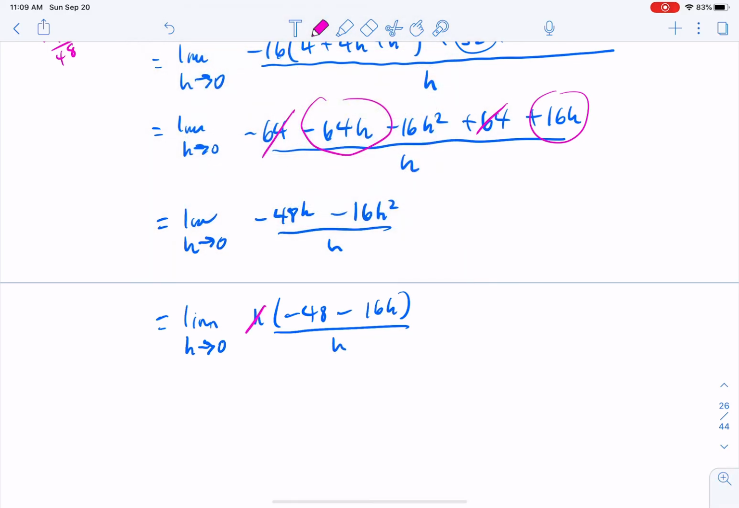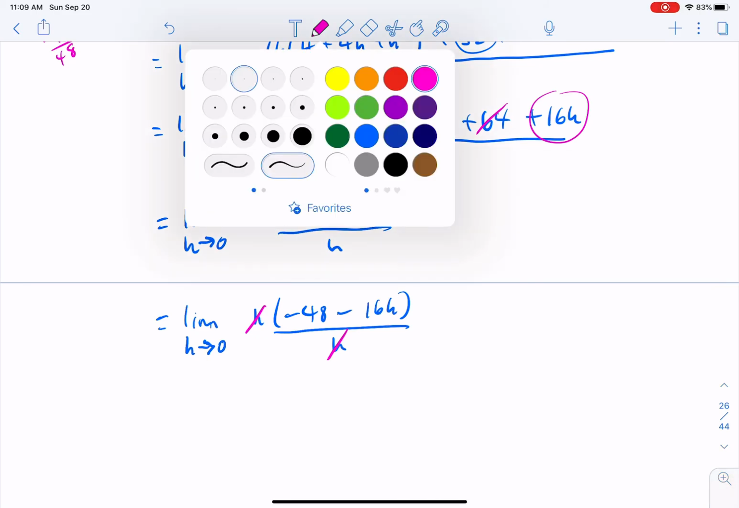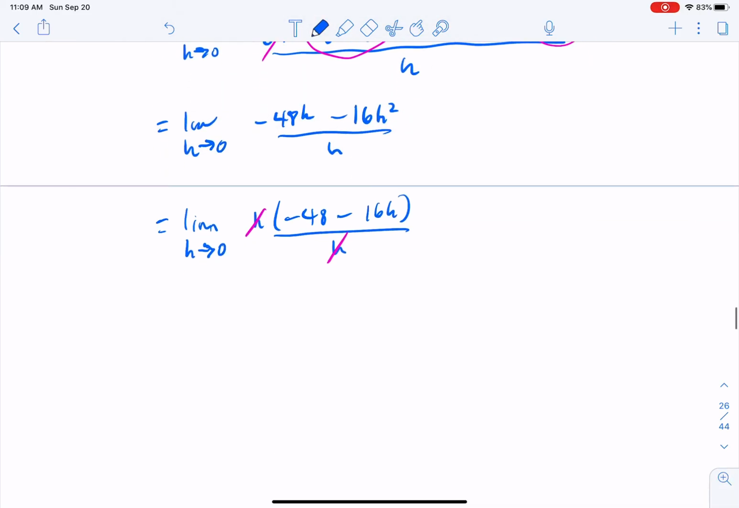h divided by h, pretty sure that's 1. And now we are finally ready to take this limit. Limit as h goes to 0, negative 48 minus 16h, plug a 0 in there, negative 48.